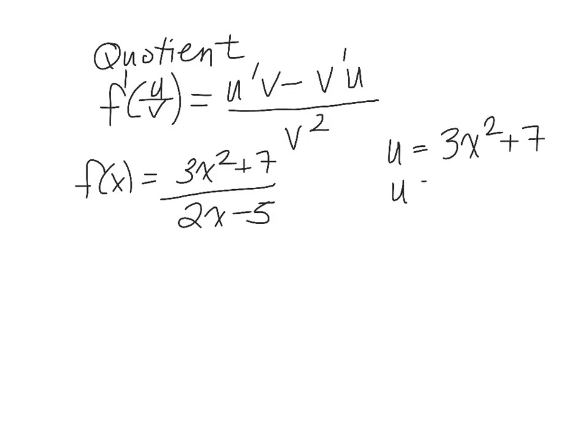And the derivative of that u is 6x. The v is the denominator, and the derivative of that denominator, 2x minus 5, is 2. So now we're going to substitute them back into the derivative quotient rule.